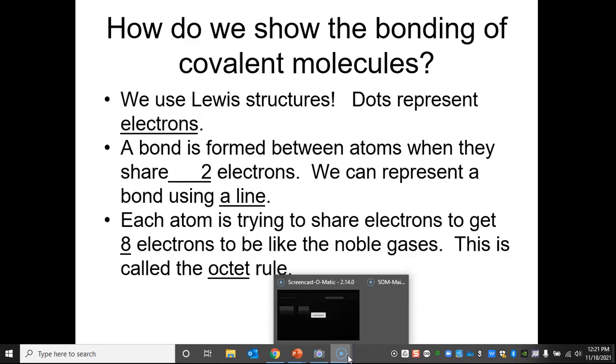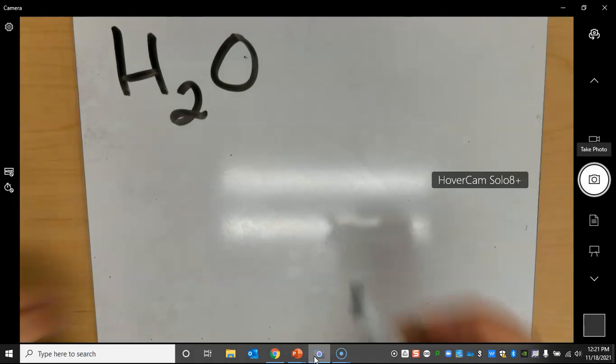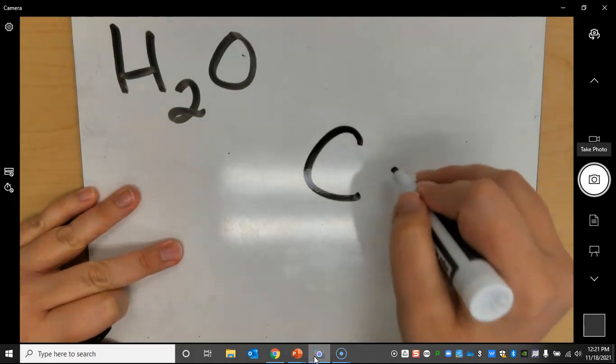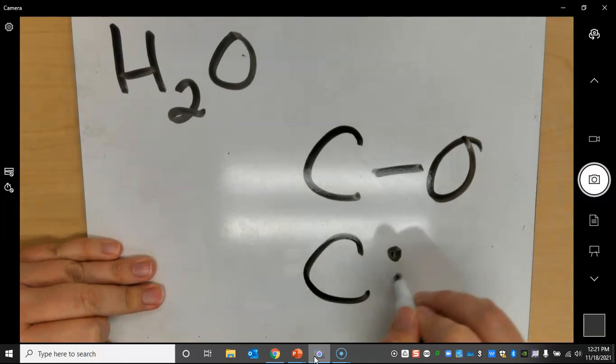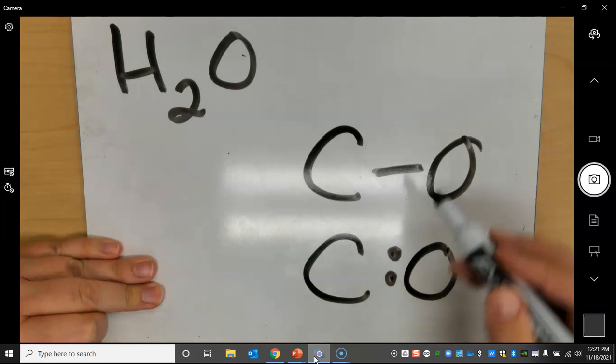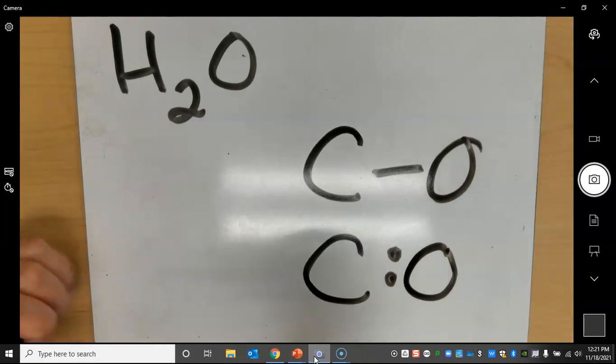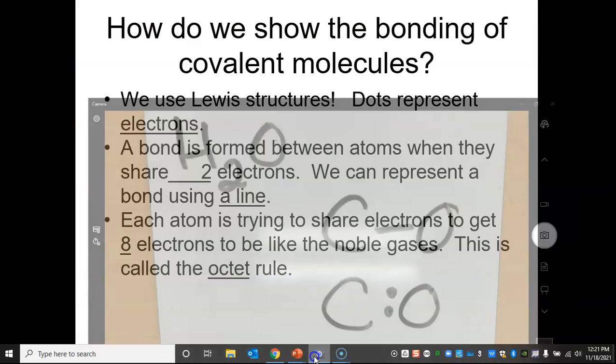So if we were going to show a bond between carbon and oxygen, we could either draw a line like this, or we could show two electrons in between them. Those are basically the exact same thing, okay? It's just two different ways of showing the same thing.